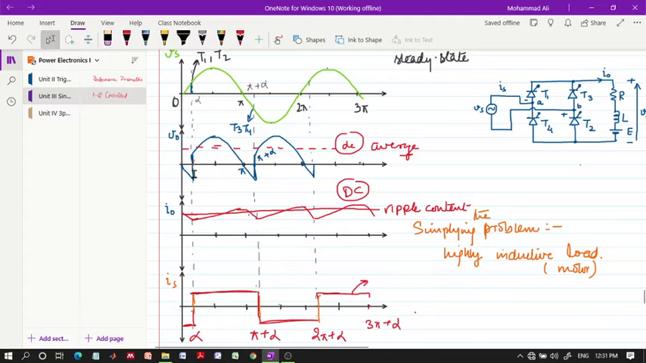So from alpha to pi, the power will be positive. From pi to pi plus alpha, the power will be negative. By this we mean that the power will be flowing from the source to the load from alpha to pi, and from the load to the source in the duration of pi to pi plus alpha.